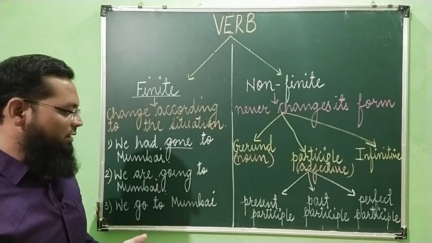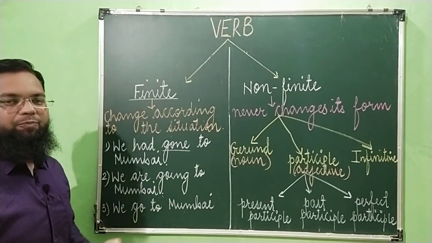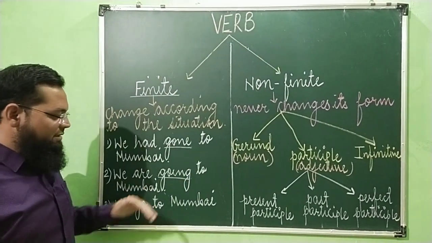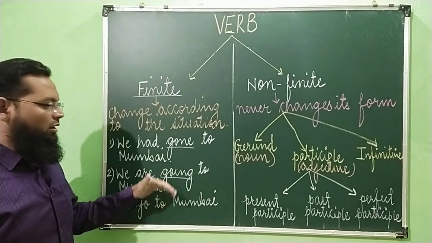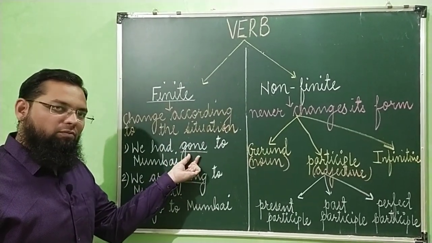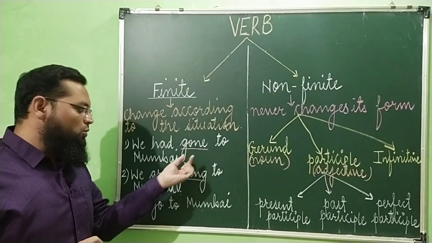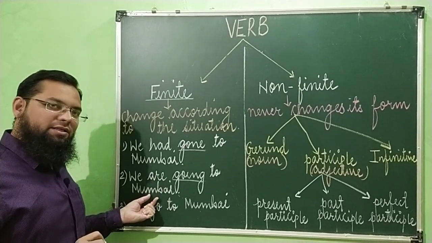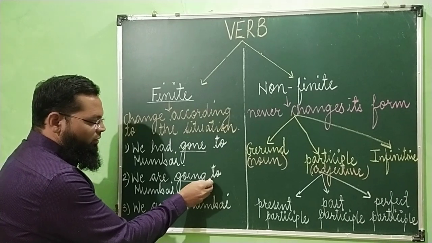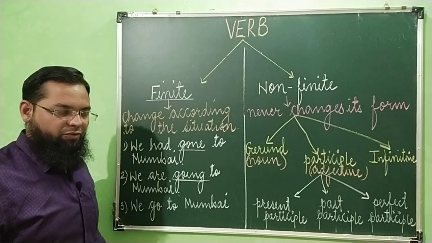Now let's have a look at the second sentence. We are going to Mumbai. What is the verb in the sentence? Going. Now see here, as the tense changes, the verb also changes its form. Before, it was used in third form in past perfect tense. But when the same verb is used in present continuous tense, we are going to Mumbai, the verb has changed its form. The ing form of the verb is used in continuous tenses.